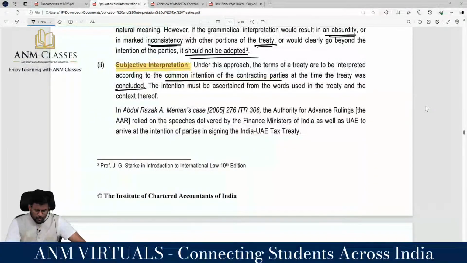Now coming to the subjective interpretation. Under this approach, the terms of the treaty are to be interpreted according to the common intention of what party at the time the treaty was what?